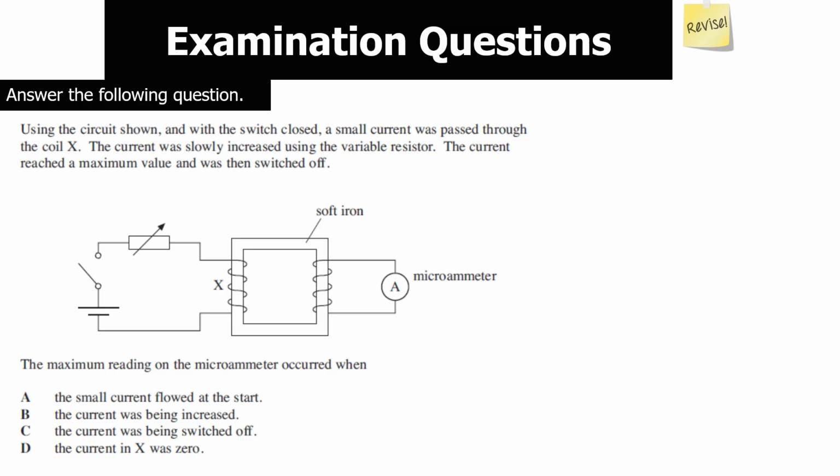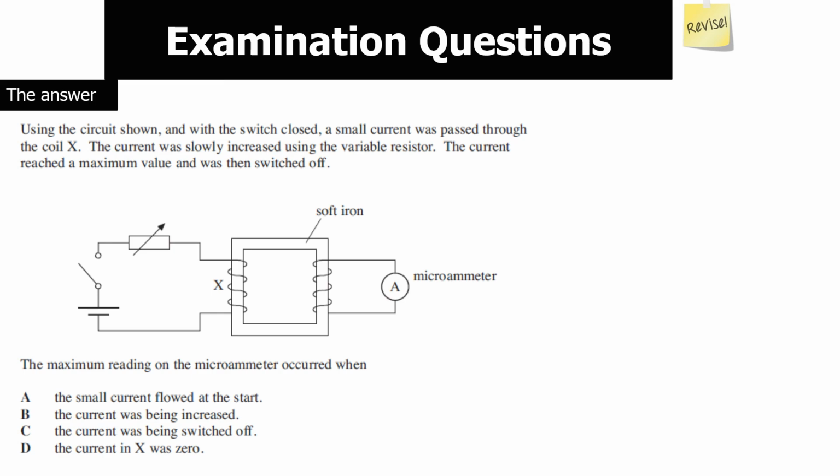was passed through the coil X. The current was slowly increased using a variable resistor. The current reached a maximum value and was then switched off. The maximum reading on the microammeter occurred when what? So pause the video now, then unpause the video when you want to go through your answer.